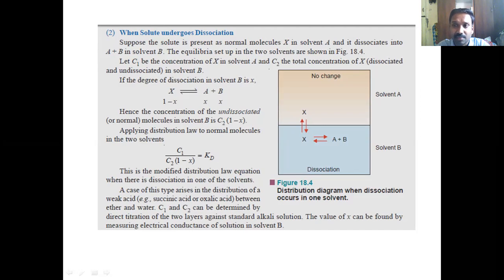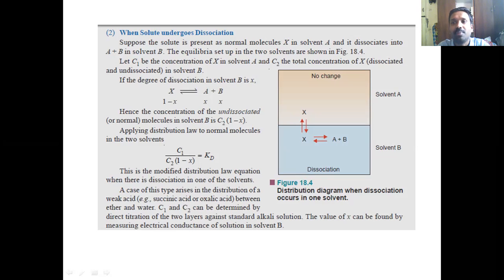At the beginning, at zeroth time, the entire amount is only X. But after some time, some of the X has become A plus B. So what is that fraction of X which has become A plus B? That we call the degree of dissociation. Sometimes it is also represented by alpha. Here I am representing it by small x. So let us take 1 mole of X at time 0. After some time t, when the equilibrium is reached, out of 1 mole, x moles of X has dissociated. So if x moles of X has dissociated, how much of A is formed? x moles of A.